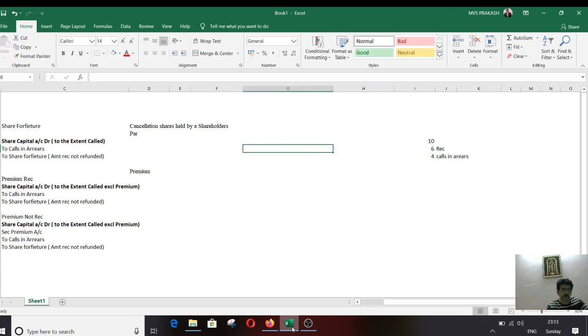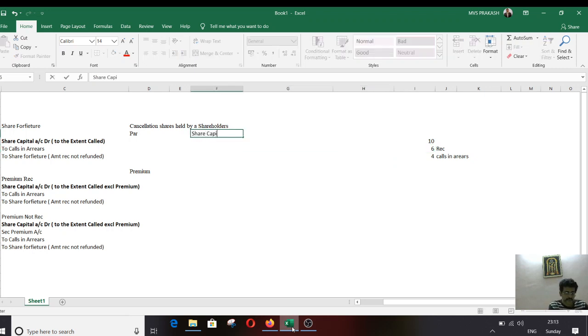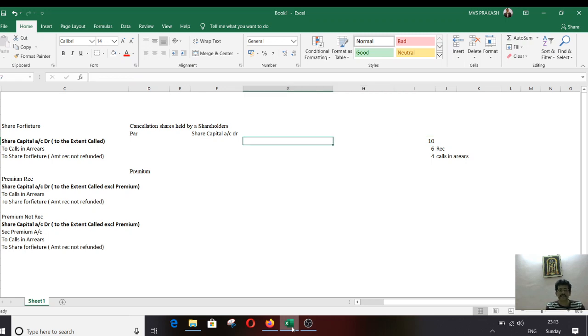So share capital account should be debited to the extent called. Here in the present case I had called the entire 10 rupees. Suppose I had not called the entire 10 but only 6, then 4 rupees is not called, so I cannot cancel the entire 10. I can cancel only the money which has been called up. Here the called up is 10, so I will consider that.